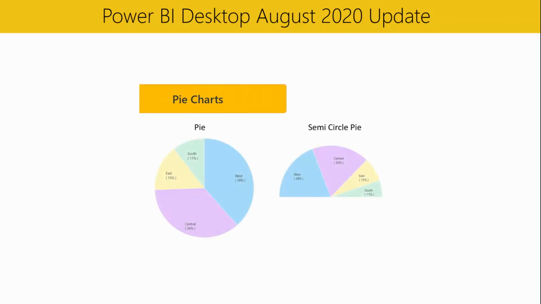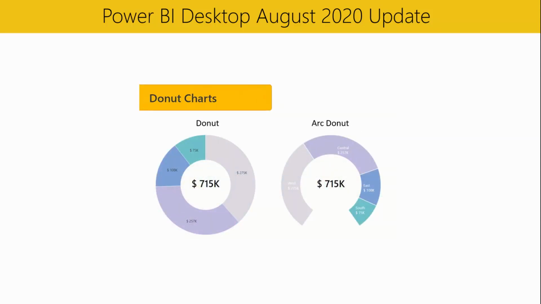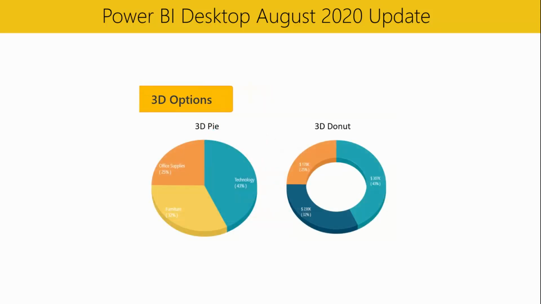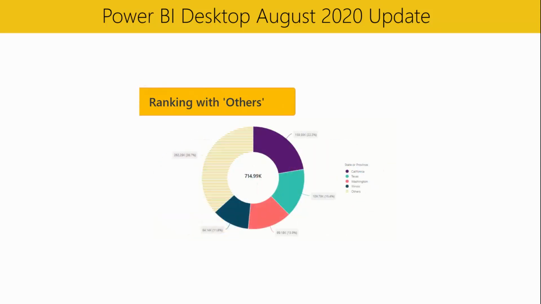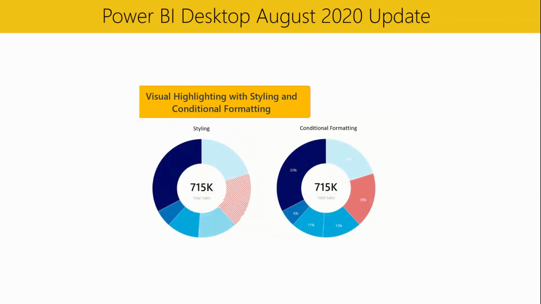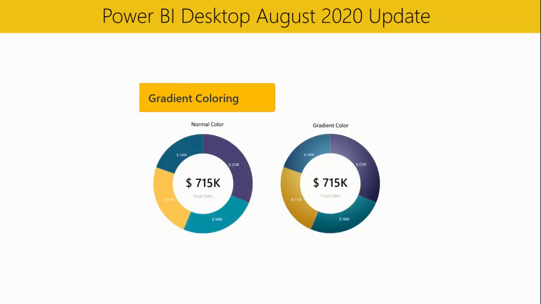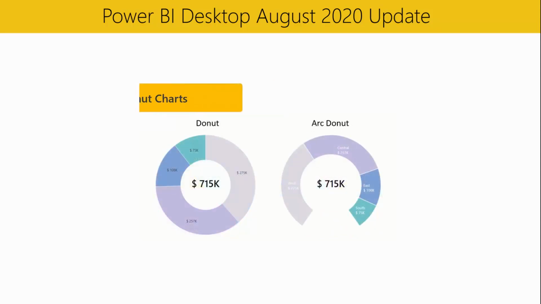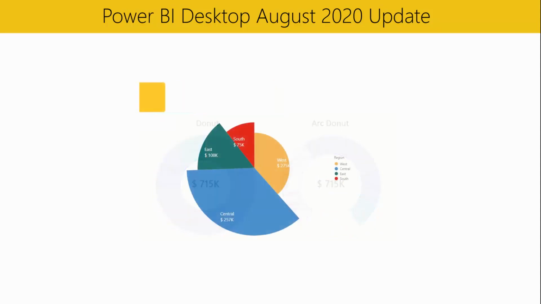xViz has also released a new advanced pie and donut visual, which includes several pie and donut chart varieties and use cases into a single visual. Key features include 5 different chart options: top N ranking with an others grouping, donut charts with totals in the middle, data labeling formatting, and conditional formatting.